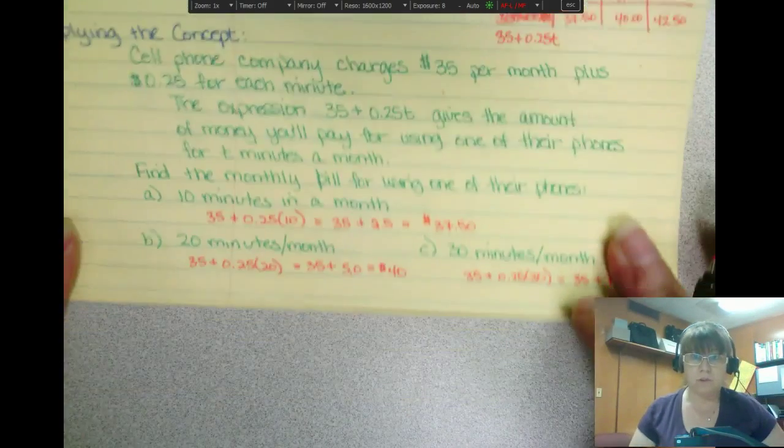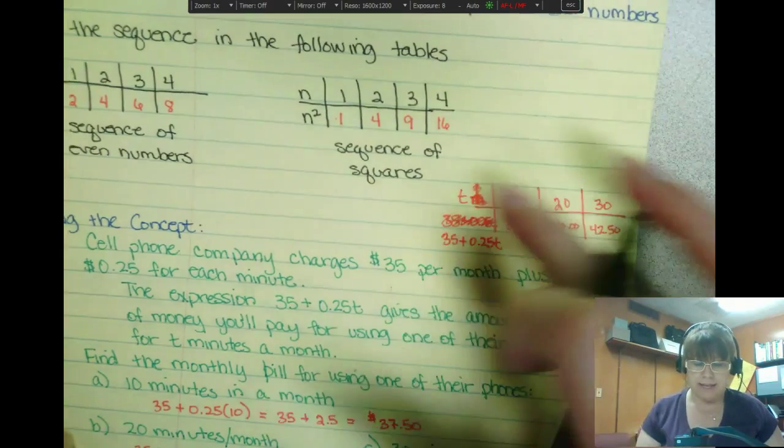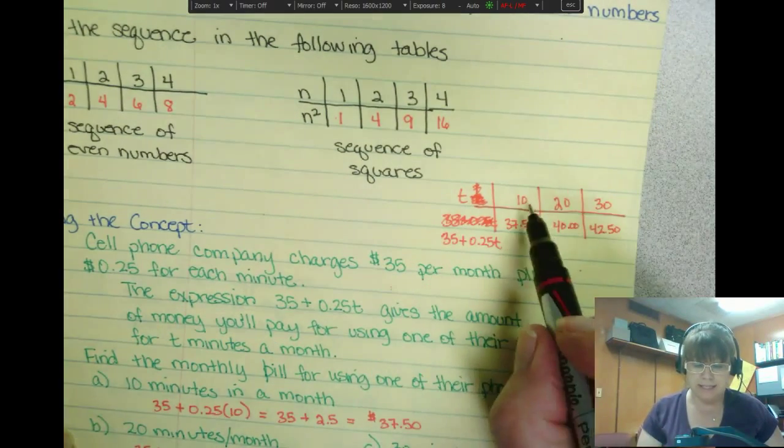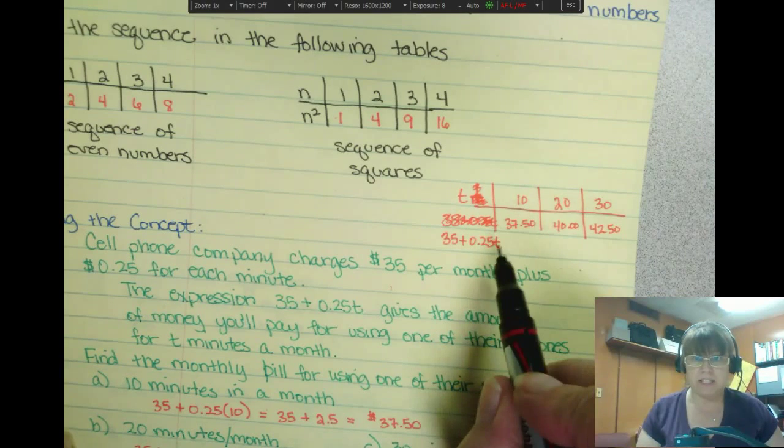So whether you do the long-handed equation or you write it in a table, it's in essence plugging in t, whatever value you have for t, into your expression and solving.